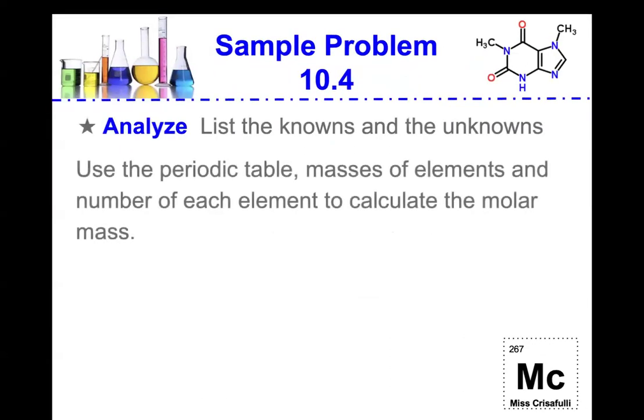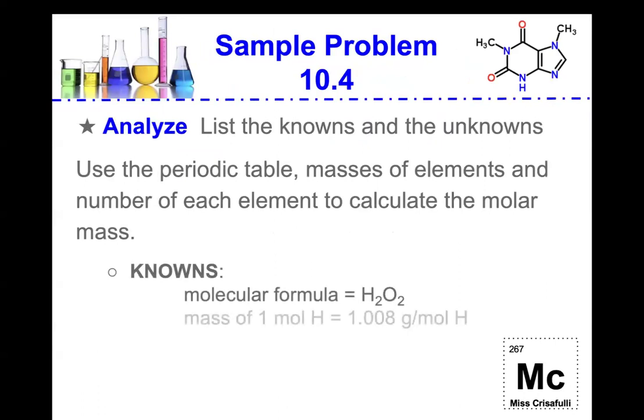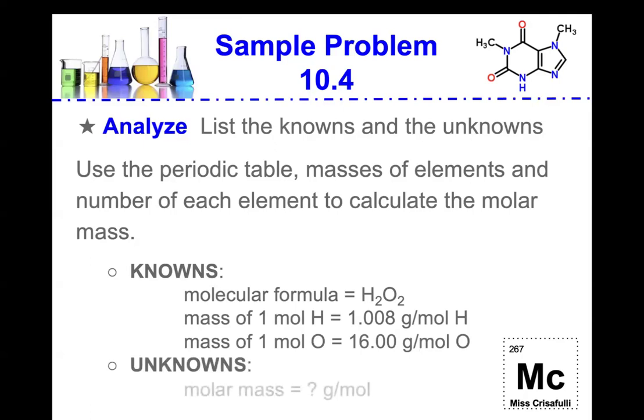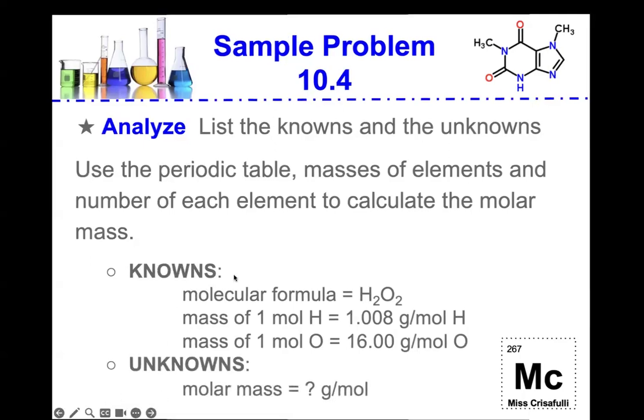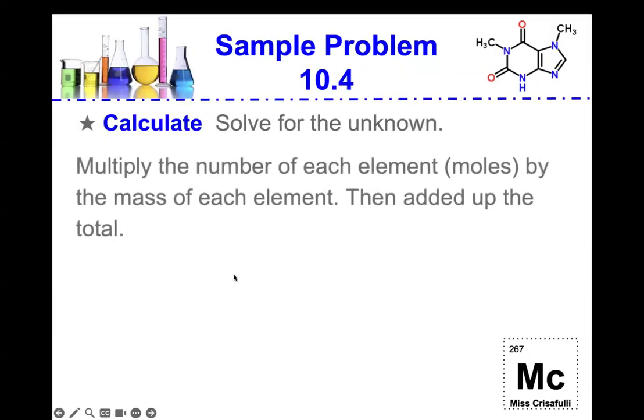So using the periodic table, the masses of the elements and the number of each element to calculate the molar mass. So we know the molecular formula is H2O2. From the periodic table, we know that the mass of 1 mole of hydrogen is equal to 1.008 grams per mole of hydrogen, and the mass of 1 mole of oxygen is equal to 16 grams per mole of oxygen. And the unknown, which is what we're trying to find out, is the molar mass in grams per mole. So multiply the number of each element, moles, by the mass of each element, and then add up the total.